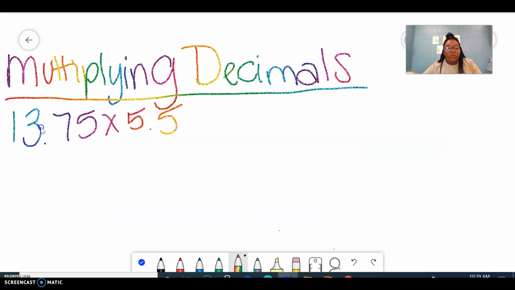Let's go ahead and look at our first example here. At the top of our page, we should have written multiplying decimals. And this is our first example that we're going to do together. It's the same one that's on your cheat sheet. So let's look at it. Miss Neville has it written horizontally right now. Just like with adding and subtracting decimals, we're going to write it vertically without our decimals.